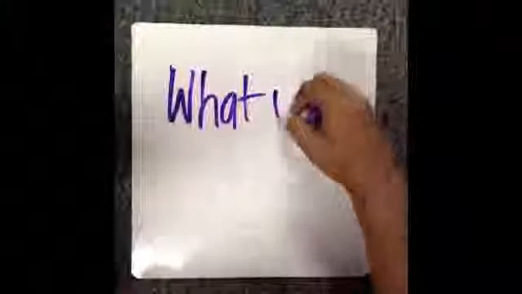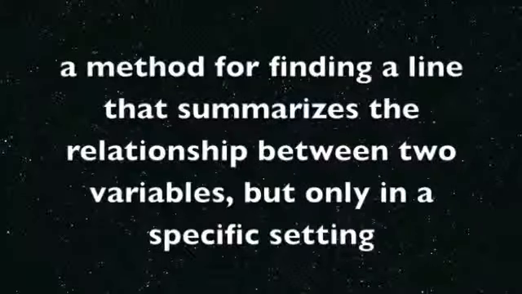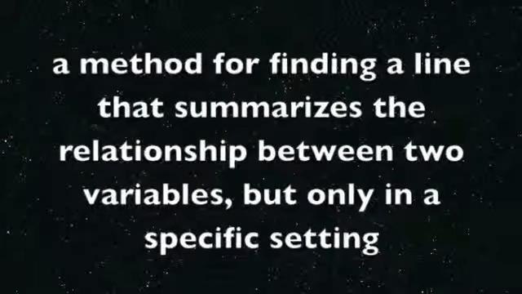Chapter 3, Section 3, Least Square Regression Line. What is least square regression line? It's a method for finding a line that summarizes the relationship between two variables, but only in a specific setting.